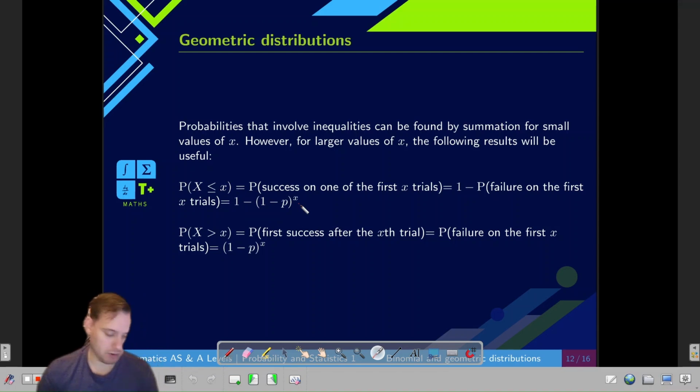On the other hand, if we have to find the probability that X is greater than x, this means that the first success was after the xth trial.